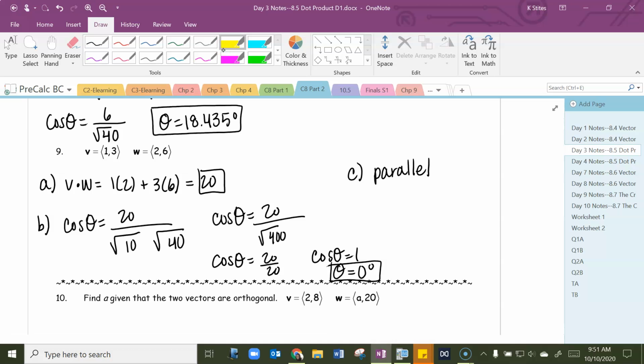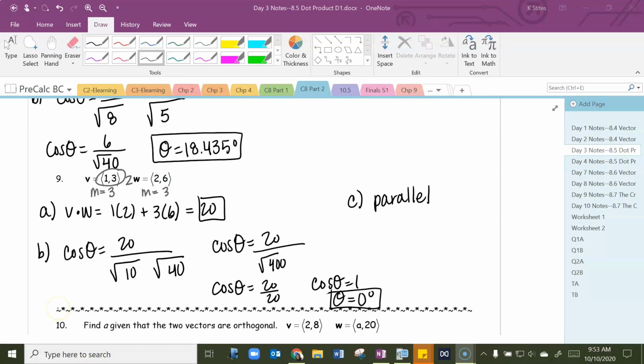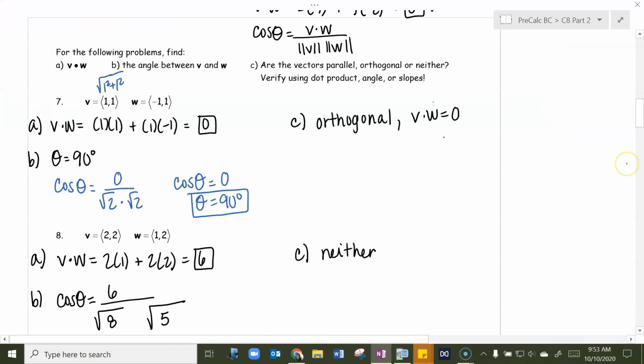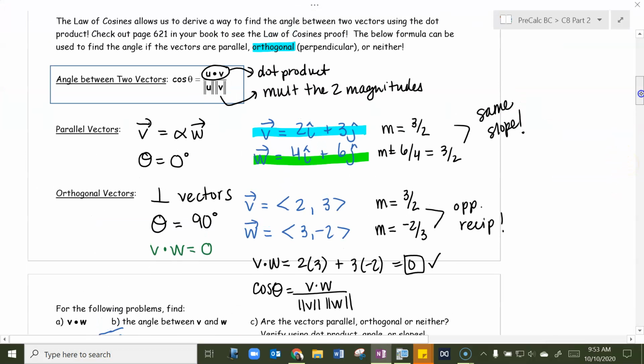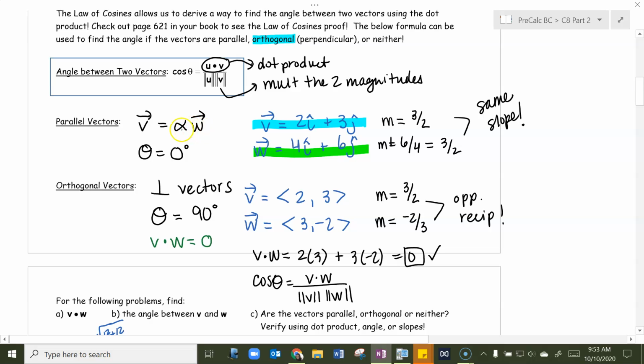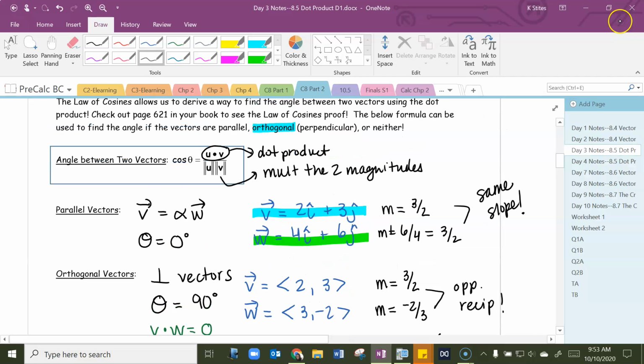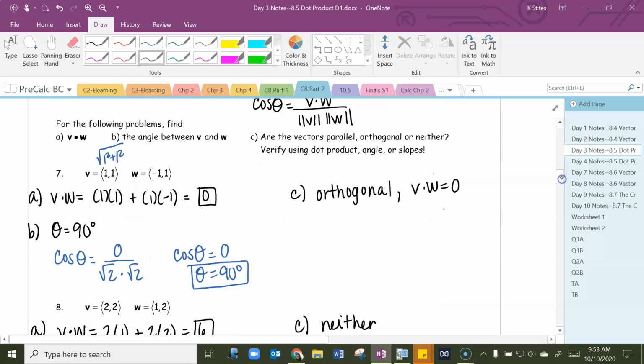Now, we can also see this with slopes, right? This guy right here has a slope of 3 over 1. This guy right here has a slope of 3 because it's 6 over 2. And you can also see that to get to vector w, we just multiply vector v by 2, which goes back to what we said on the previous page, where we just have to multiply the vector by a scalar value. And if we do, that's parallel.